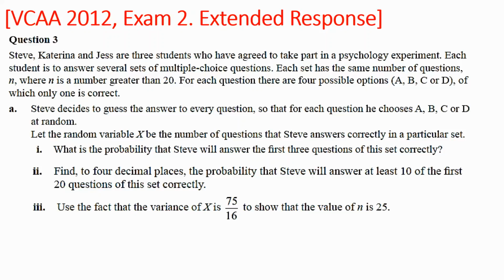Okay, so let's have a look at this one. Extended response question. Normally you get what, 10 to 13 marks per question. Let's have a look at this one: 3a(i), (ii), and (iii). I want you to read the question. It's very similar again. You've got a number of questions, and you've got possible answers, and they asked you, what is the probability that Steve will answer the first 3 questions of this set correctly? Read the question properly. And then, second part, find the probability that Steve will answer at least 10 of the first 20 questions of this set correctly. And then the third one, use the fact that the variance of X is 75/16 to show that the value of m is 25.